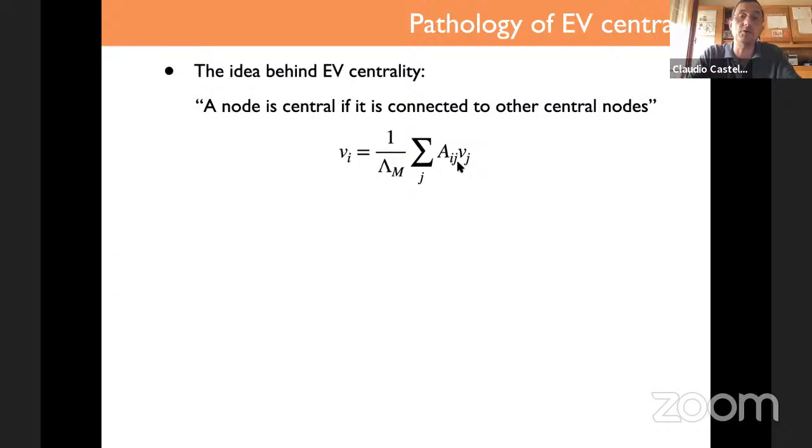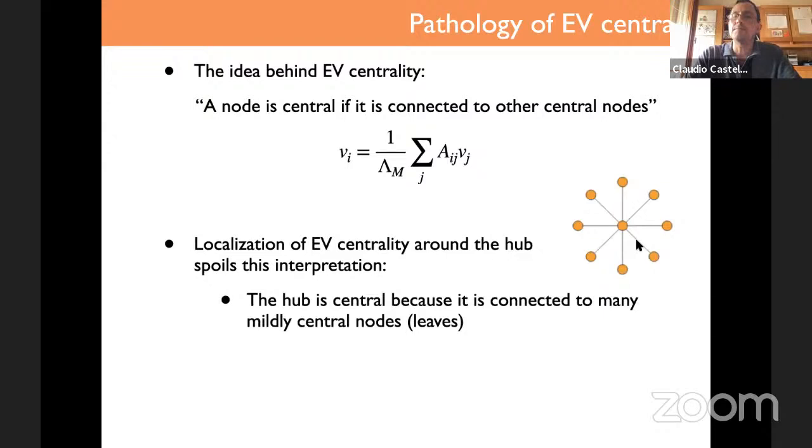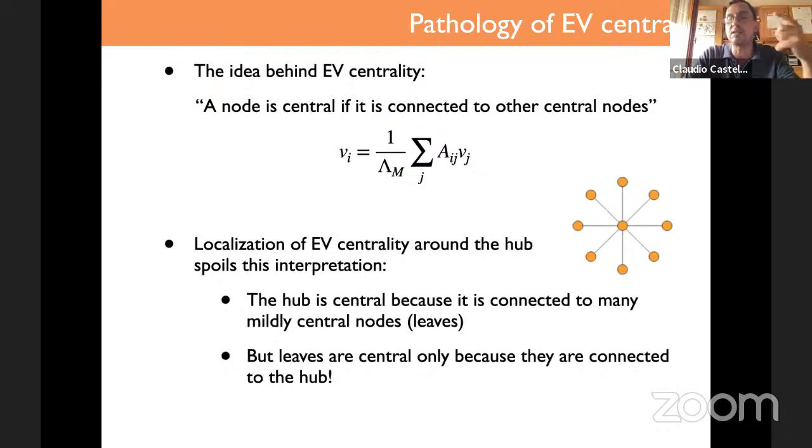If there is a localization around the hub, this essentially loses sense. Because the hub is central because it has many neighbors, but these neighbors are central not because they are really central, but only because they are connected to the hub. So there is a self-reinforcement, self-feedback mechanism, which localizes the eigenvector centrality around the hub. The leaves are only important because of the hub, and the hub is only important because of the leaves. So the idea is to try to find a way to define a centrality which does not have this problem.